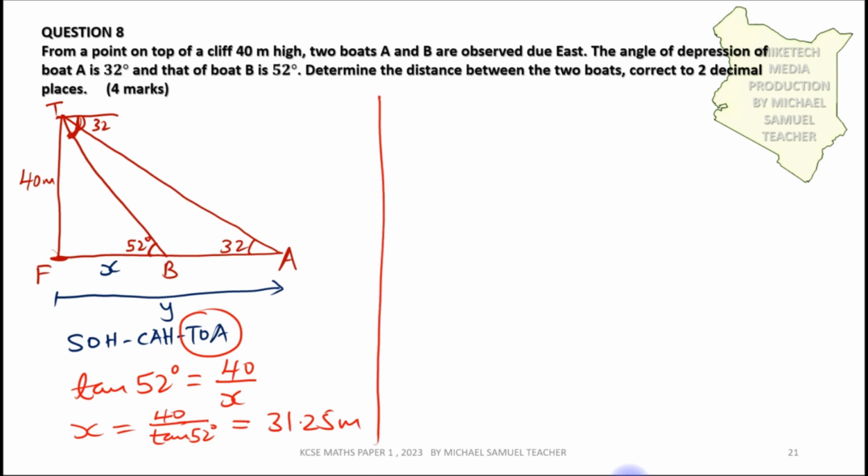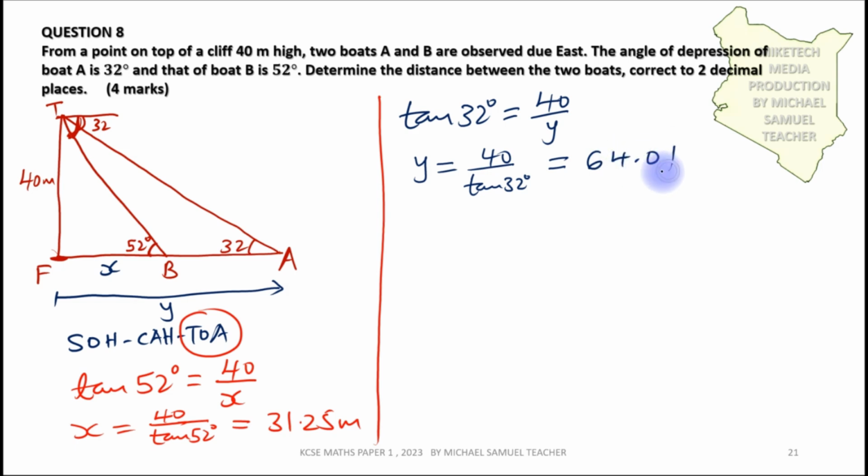Then the other one is, now we have 32, 40 and y, so tan 32 degrees will be equal to 40 over y. Therefore y will be equal to 40 over tan 32 degrees. Using a calculator, we should end up getting 64.01 meters.